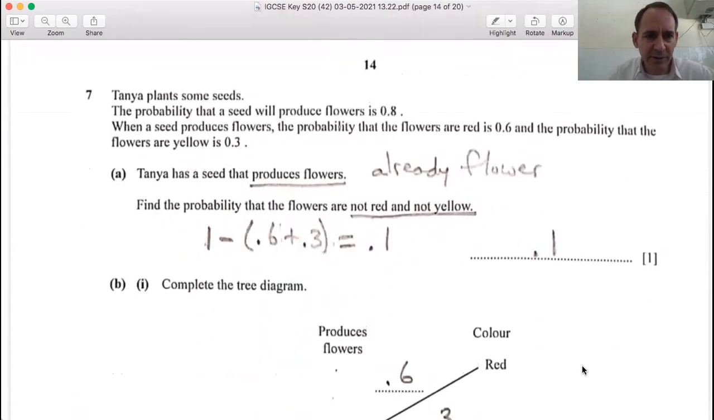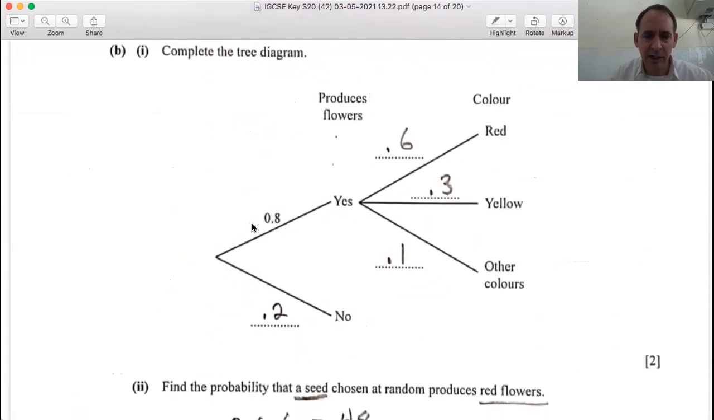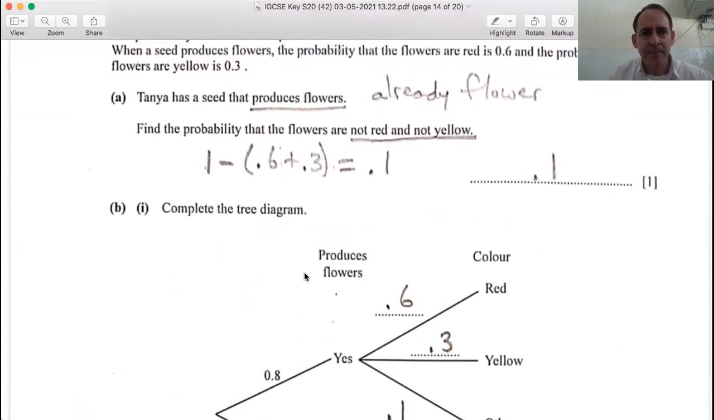Moving on, number 7, Tanya plants some seeds. The probability that a seed will produce flowers is 0.8. So notice down here, here's produces flower. 0.8 yes, 0.2 no. Remember, every branch set has to add up to 1.